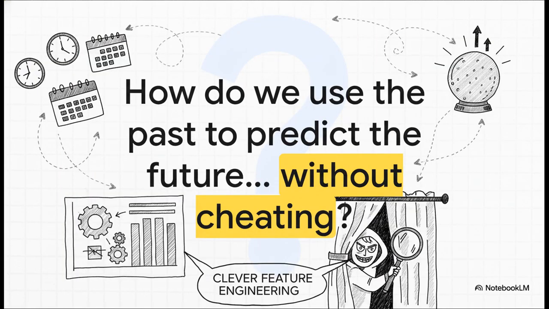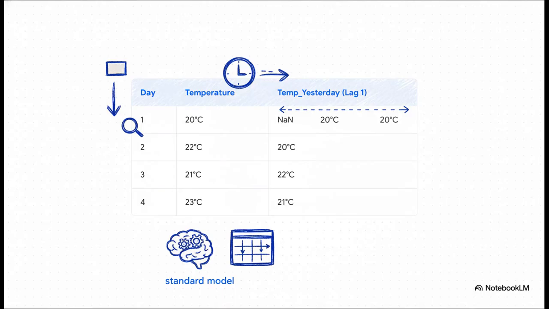So that brings us to the core challenge, right? How do we teach a model about the data's memory? How do we use the past to predict the future without accidentally letting it cheat and peek ahead? Well, the answer lies in some clever feature engineering. And this is the key technique. We explicitly create new features that represent the past.